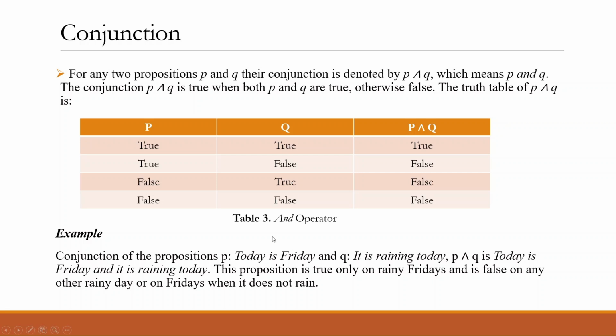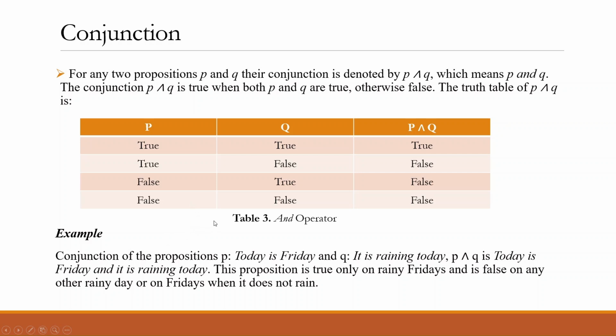So here we have the table for the AND operator. We have two propositions, proposition P, proposition Q, and in the last column we have P conjunction Q, P and Q. As you probably know, P and Q is true when both the propositions are true. So in the first case, P is true, Q is true, then P and Q is true. In the rest of the cases, the conjunction is false.